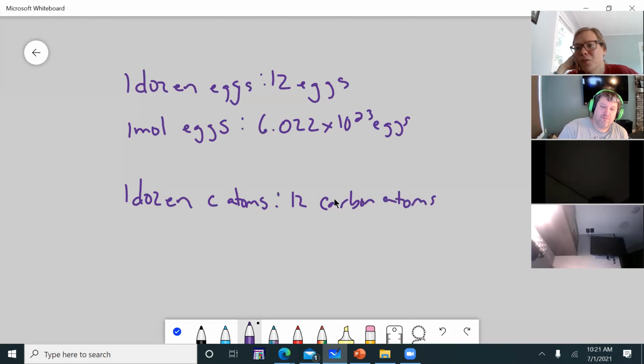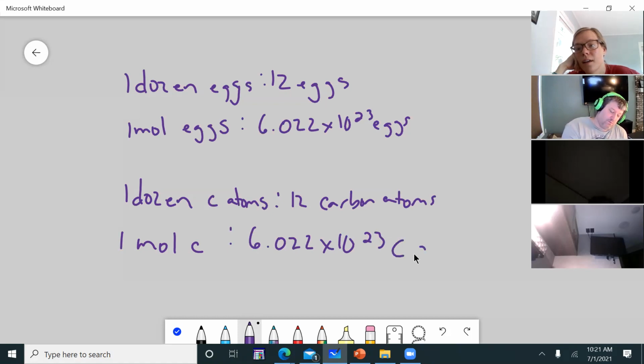Probably not a number that we'd use very often, 12 carbon atoms, unless we were using some sort of carbon nanotube that was only 12 carbons thick, but probably not. That's really an almost insignificant amount of carbons. What if I said I had 1 mole of carbon? That's equivalent to 6.022 times 10 to the 23rd carbon atoms.